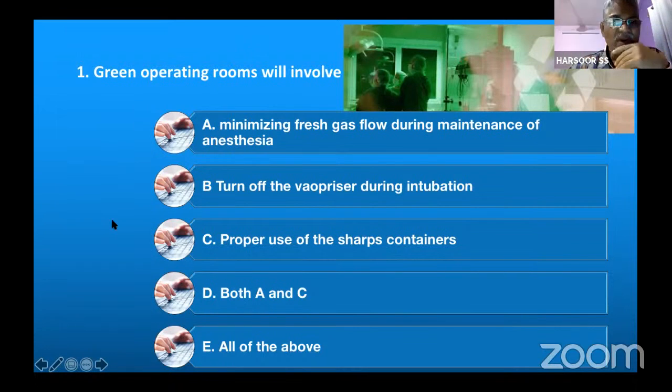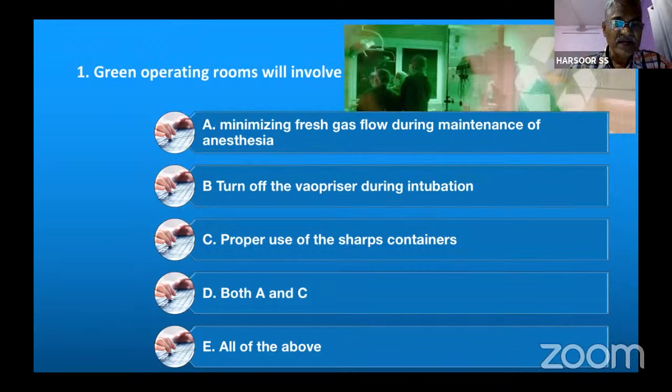The question number 1 is like this. Green operating rooms will involve minimizing the fresh gas flow during maintenance of anesthesia, turn off vaporizer during intubation, proper use of sharps and sharp container, both A and C, or all of the above.